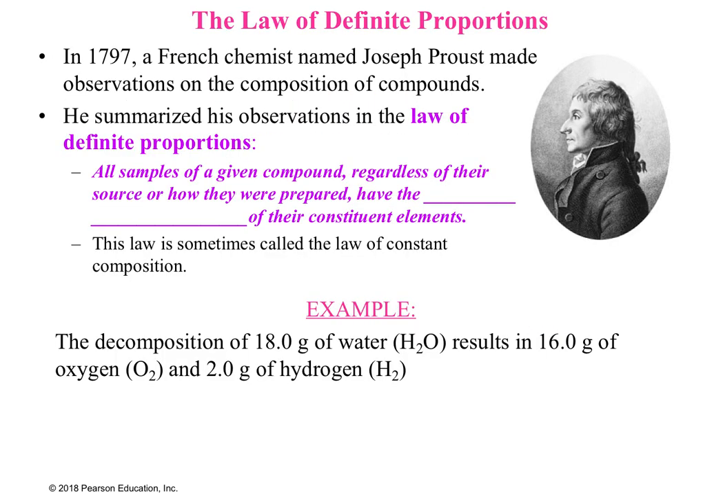And then in 1797, so let's just talk about these different properties. In 1797, we get Joseph Proust, and he helped come up with the law of definite proportion, which basically says that when we have a sample, it doesn't matter how we got the sample, this sample is going to have the same proportion of the elements.